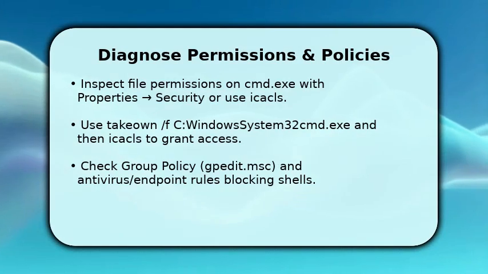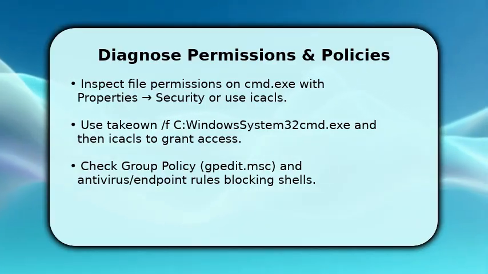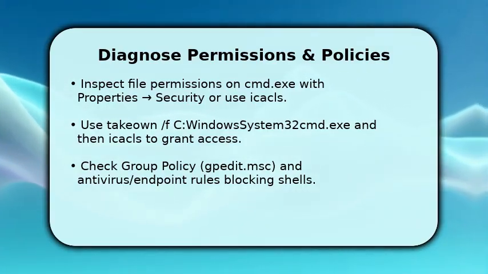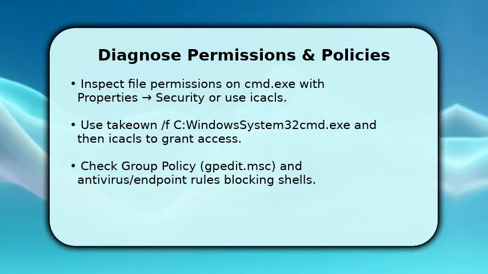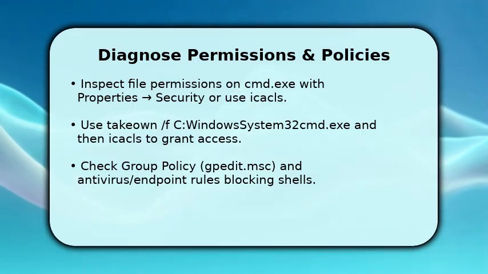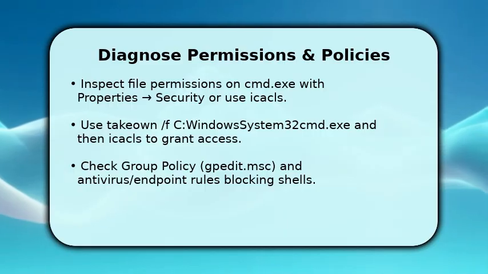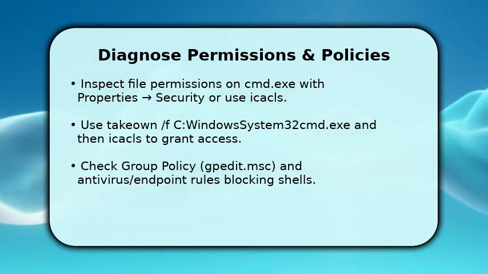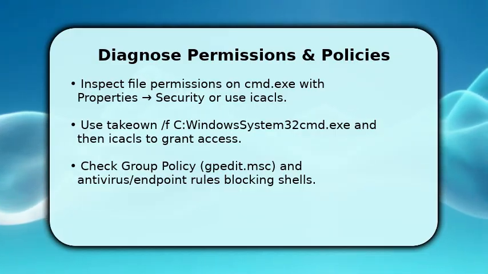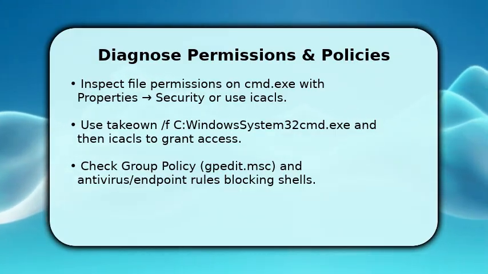Next, diagnose why the shell is blocked. You can inspect cmd.exe permissions via Properties, then Security, or run icacls C:\Windows\System32\cmd.exe to view access lists. If ownership is wrong, take ownership with takeown /f C:\Windows\System32\cmd.exe and then grant Administrators full control using icacls.